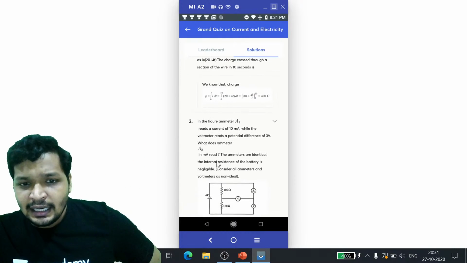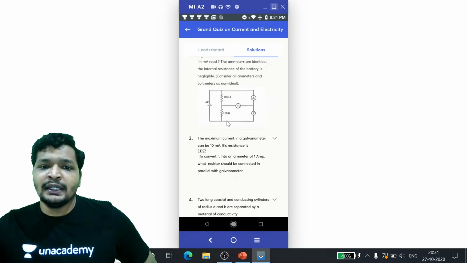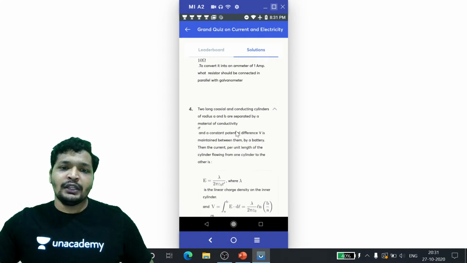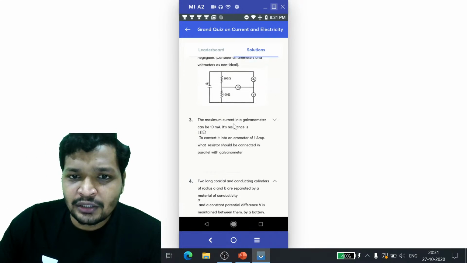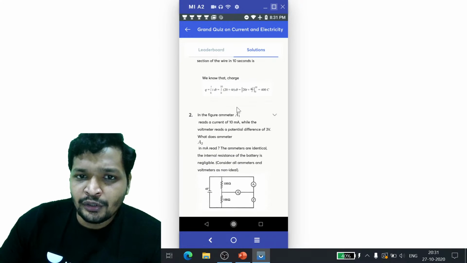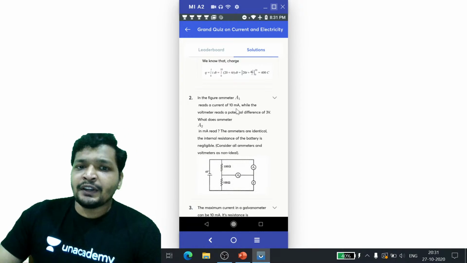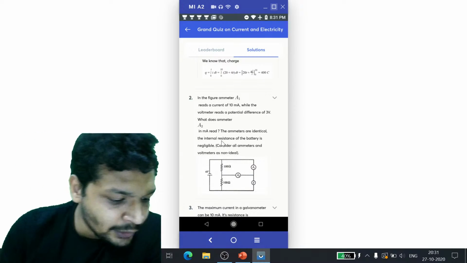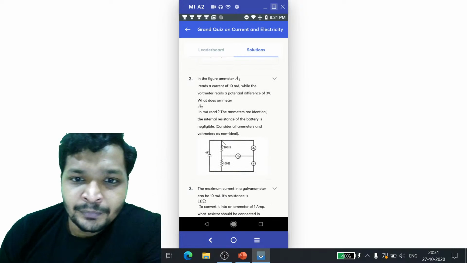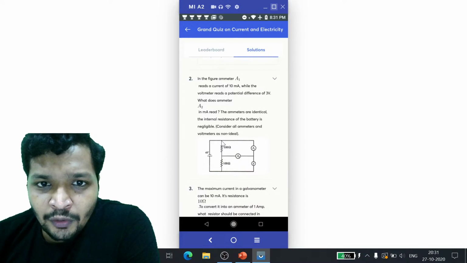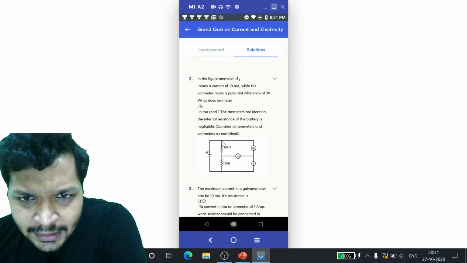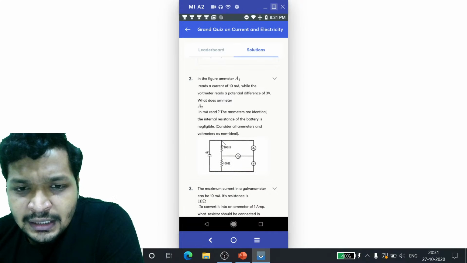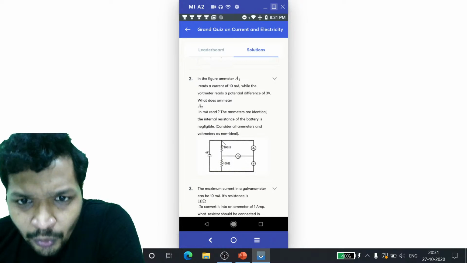All right. And I think the second question is very easy. Let me see. I think let's go through the fourth question then. Actually, I'll quickly tell you what needs to be done in the second question, and I'll also show you the solution. In the given figure there are ammeters A1, A2 and A3. The ammeters are identical, while ammeter A1 reads 10 milliampere, and a voltmeter is also there.